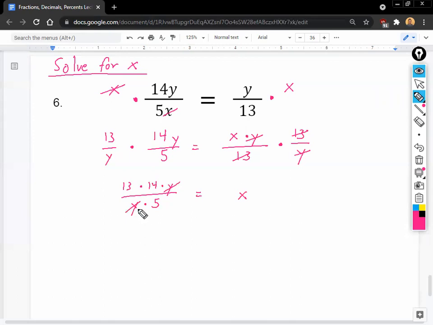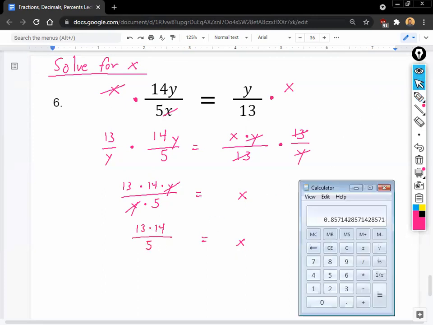Remember, if we have something on the top and bottom of a fraction, they can cancel each other out, which leaves us with just 13 times 14 divided by 5. And that's all you need to plug into your calculator, and then you will be all done. So 13 times 14 divided by 5 gives you an answer of 36.4. So x is equal to 36.4.